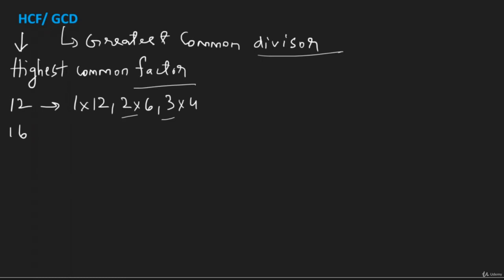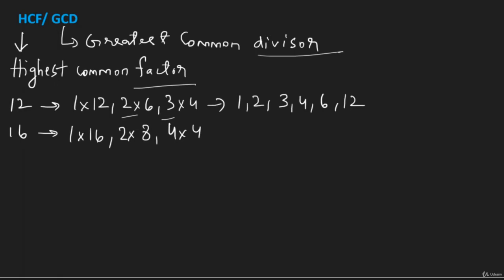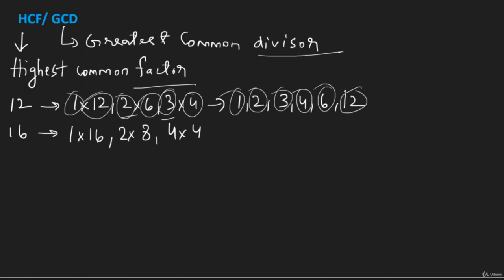Similarly, 16 can be written as 1 into 16, 2 into 8. There's no way of writing 16 as 3 into something, so that's not there. And I can write 16 as 4 into 4. Now from this I know that the factors of 12 are 1, 2, 3, 4, 6 and 12, right? That's all these numbers: 1, 2, 3, 4, 6 and 12. So these are the factors of 12.